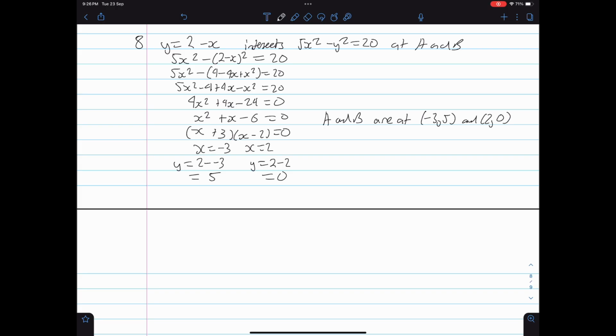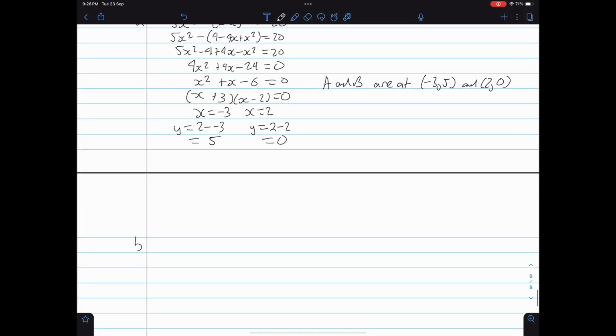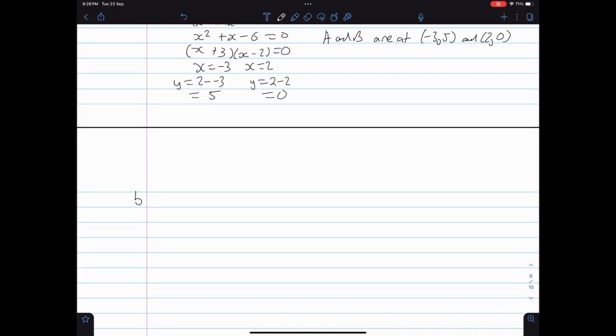An order isn't really specified, and which one is which doesn't particularly matter for part B, which is finding the length of the line AB, which is the same as the distance between A and B, and formula for distances, like Pythagoras. So that's just 25 plus 25, which is root of 50, which is 5 root 2.